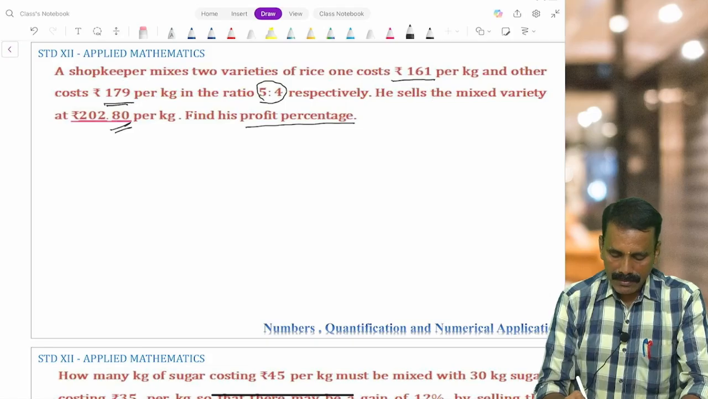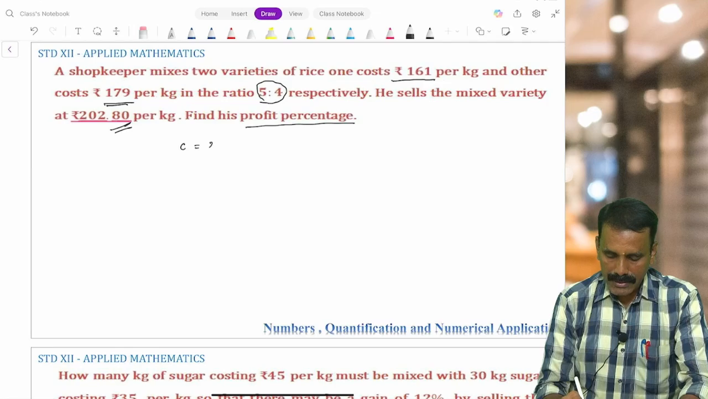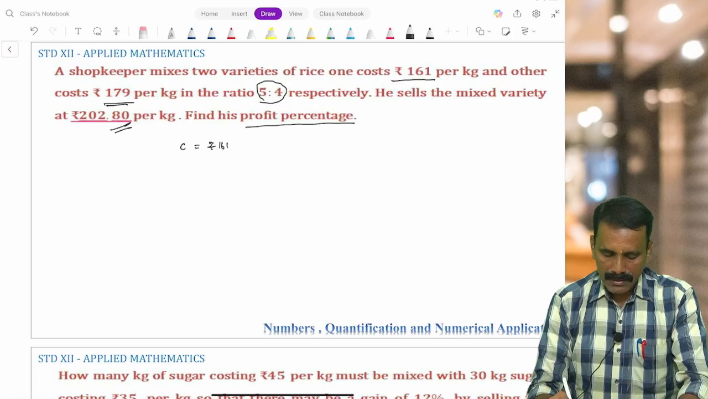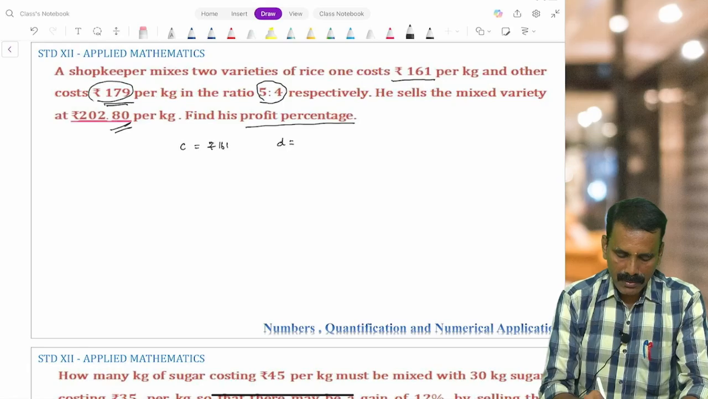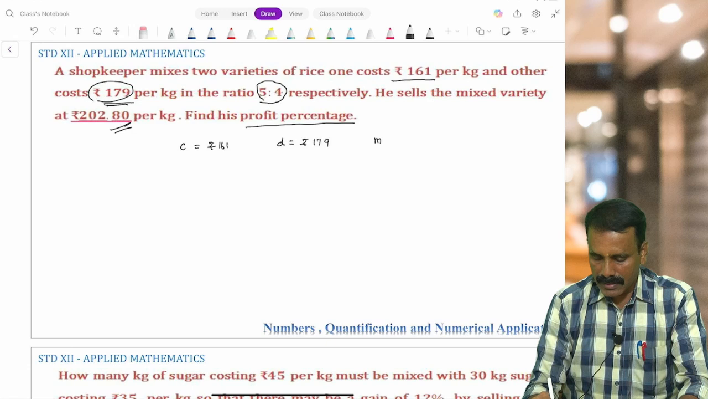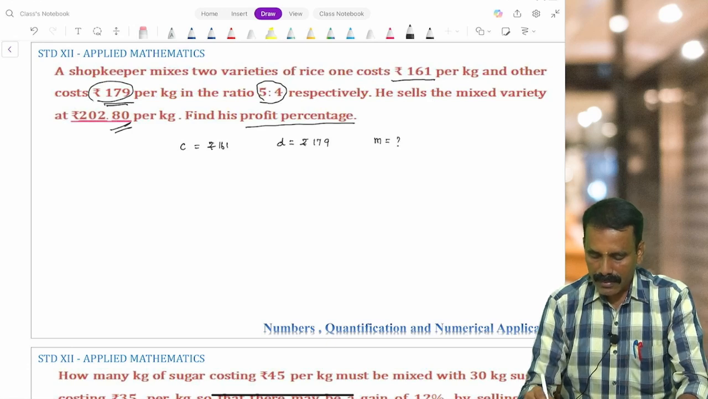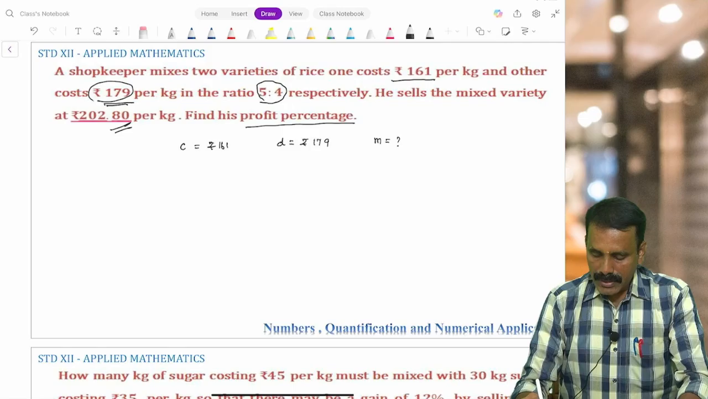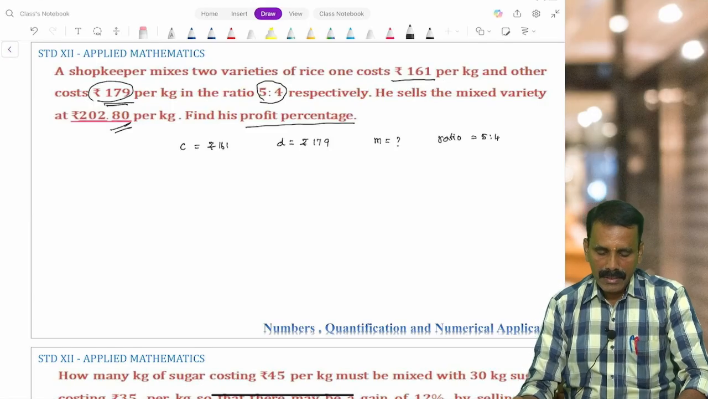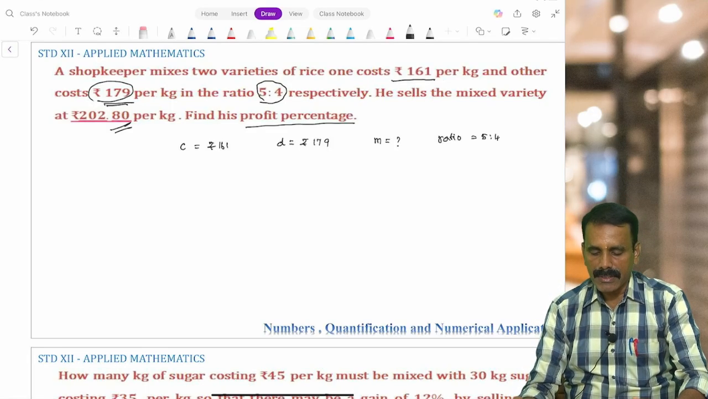So we are writing the data given. One is cheaper, price of the cheaper quantity, it is rupees 161 per kg, and cost price of the dearer ingredient, we take D, and it is going to be 179, and we are supposed to find the cost price of the mixture. The ratio given to us is 5:4. So first we have to find the cost price of the mixture. Then with the selling price, we have to find the profit percentage. Okay.